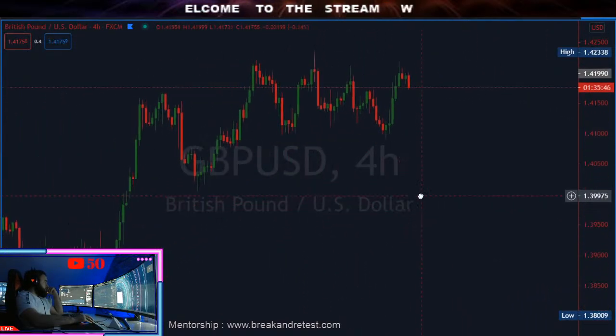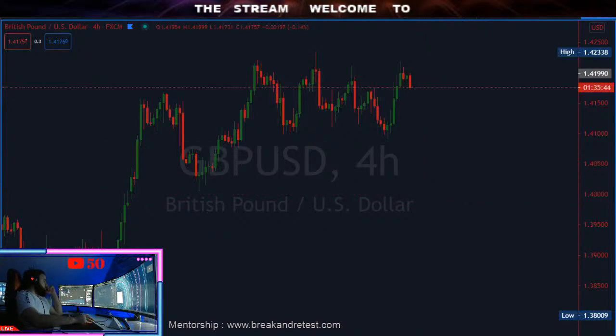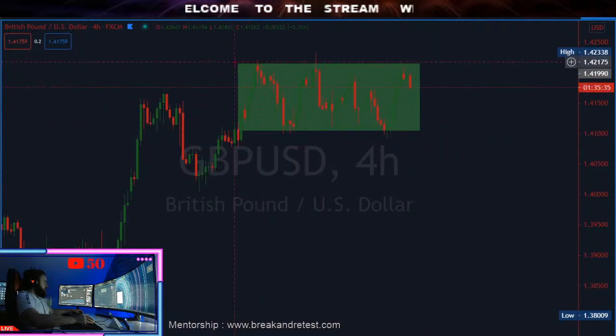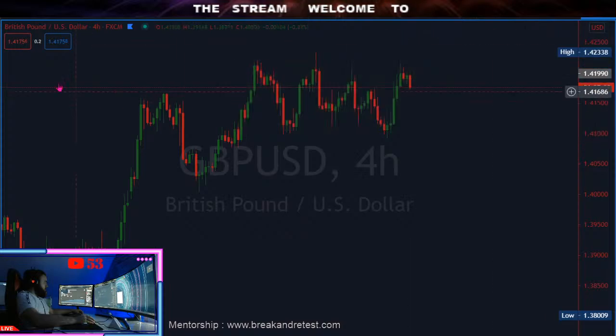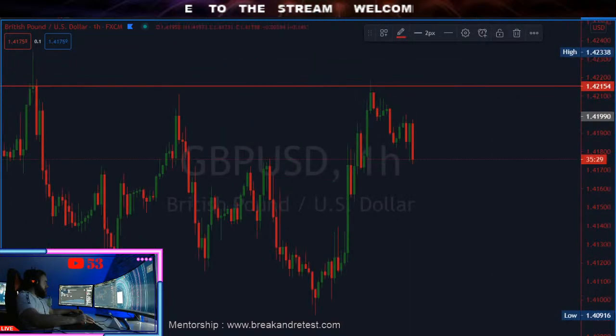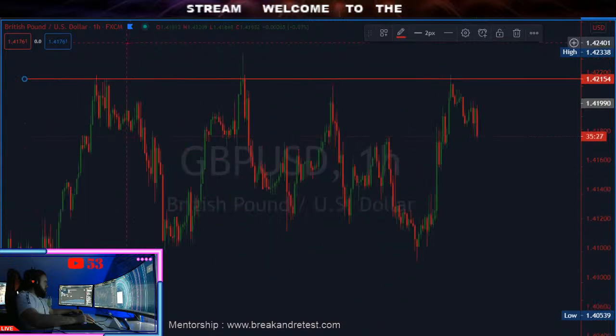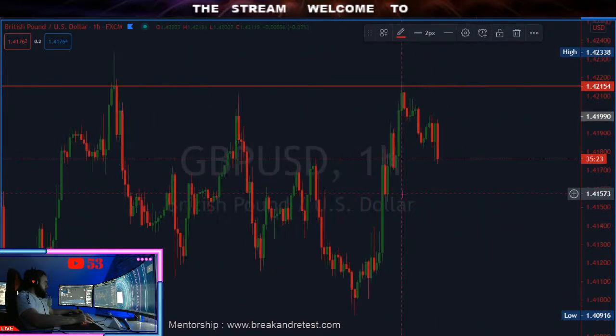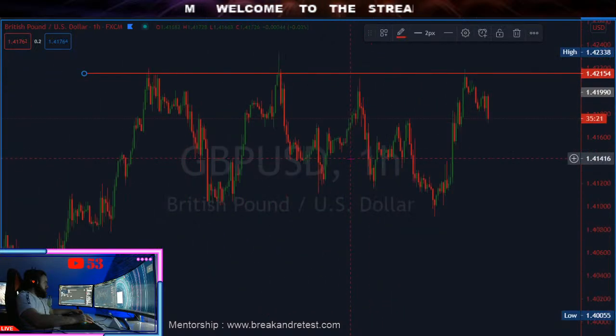GBP dollar, it's gonna be very nice also. Whenever it breaks out of this consolidation, you can see it's getting rejected again. This is gonna be good whenever this is gonna happen. Right now looks like there's no intention of breaking. It's dropping, but we'll see.